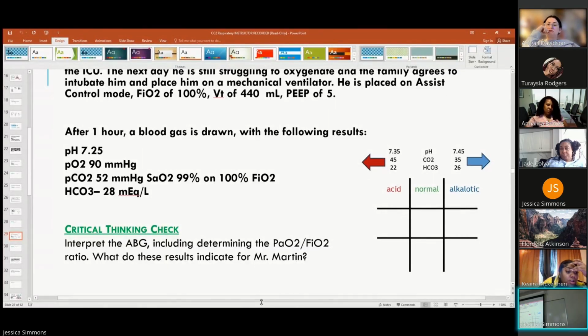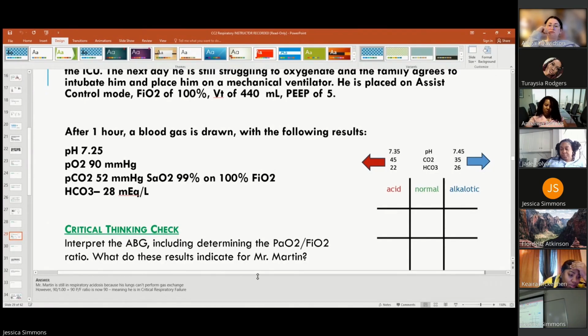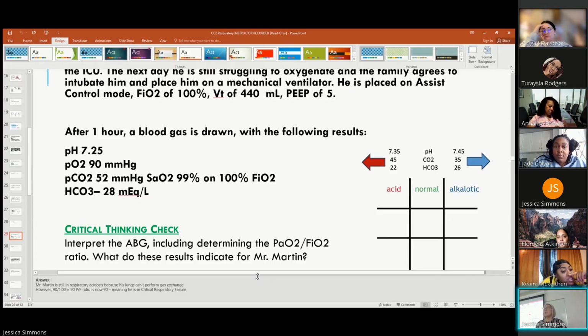Okay. So our PF ratio is 90 over 1.0. So is he over-oxygenated? No. He's in respiratory failure. His PF ratio is 90. Oh, I get it.